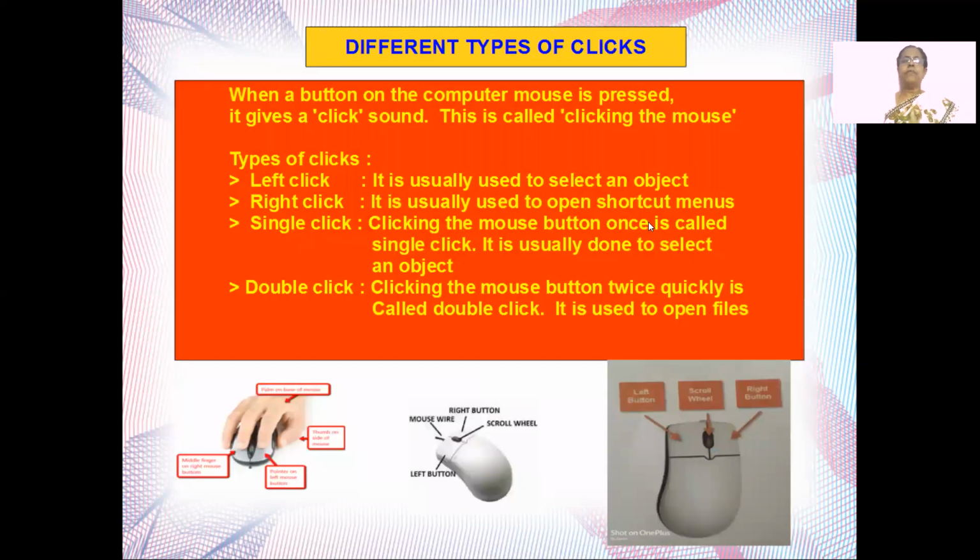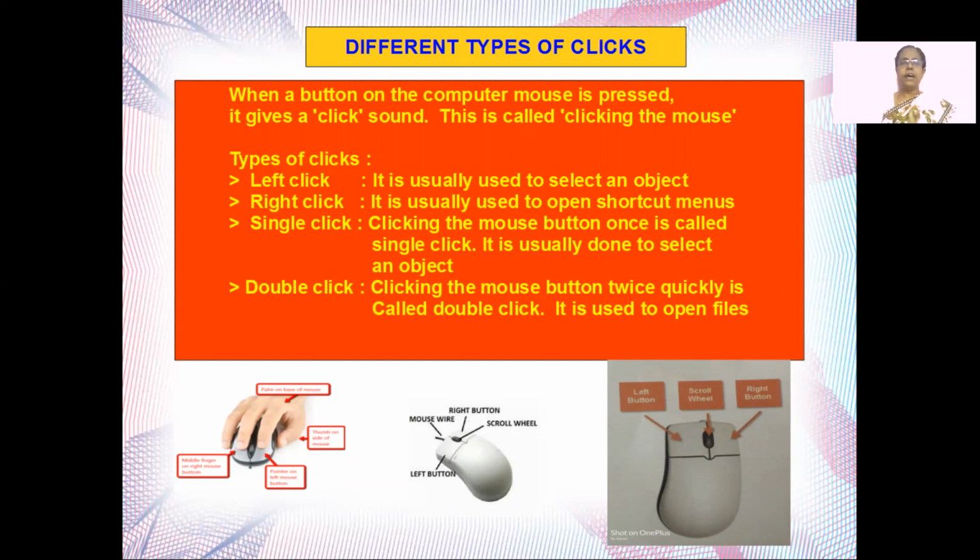Now, just now you could hear the click sound. That's called a mouse click. When you press a button, the left mouse button or right mouse button, it makes a click sound. This is called clicking the mouse, or a mouse click.